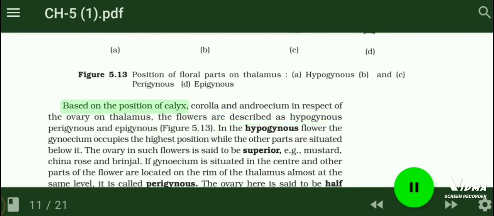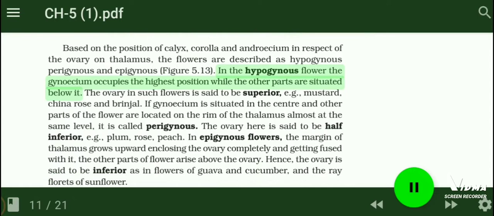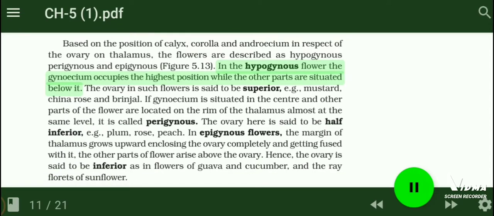Based on the position of calyx, corolla and androecium in respect of the ovary on thalamus, the flowers are described as hypogynous, perigynous and epigynous, figure 5.13. In the hypogynous flower the gynoecium occupies the highest position while the other parts are situated below it. The ovary in such flowers is said to be superior, e.g., mustard, China rose and brinjal.